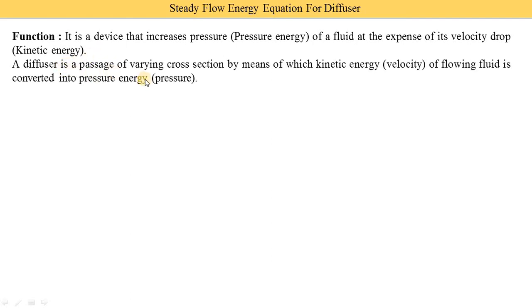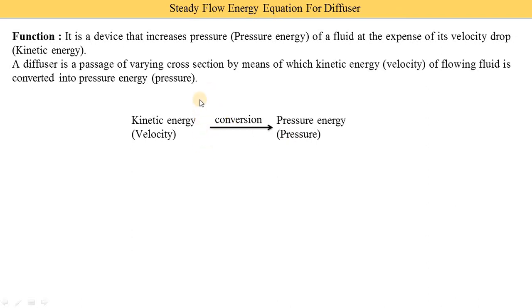A diffuser is a passage of varying cross section by means of which kinetic energy, meaning the velocity of the flowing fluid, is converted into pressure energy. Here you see that in a diffuser we supply fluid, suppose water or oil, which has high kinetic energy. At the inlet the pressure energy is lower and the kinetic energy is higher. At the outlet we achieve high pressure energy and low kinetic energy. So this is the main function of the diffuser.